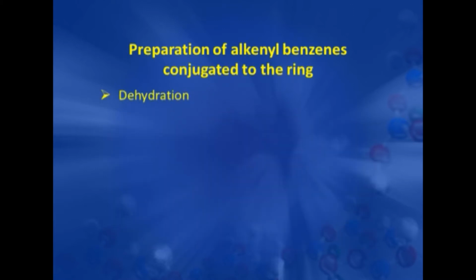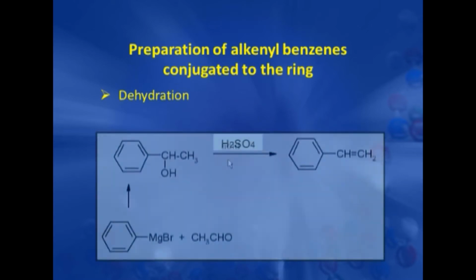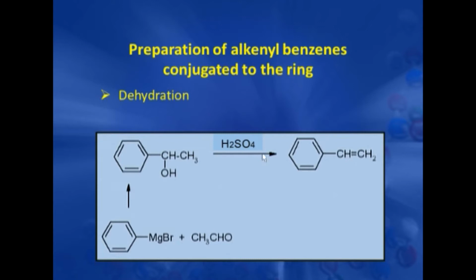Third method is dehydration. Dehydration takes place in the presence of acid. So, acid can be sulfuric acid. This can be done only when an alcoholic group is present in the side chain. So, in the presence of an acid there is dehydration and we get the double bond in the side chain, and this compound can be prepared by reaction of a Grignard reagent, phenyl magnesium bromide, with acetaldehyde.